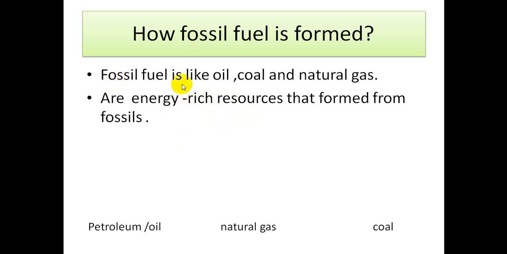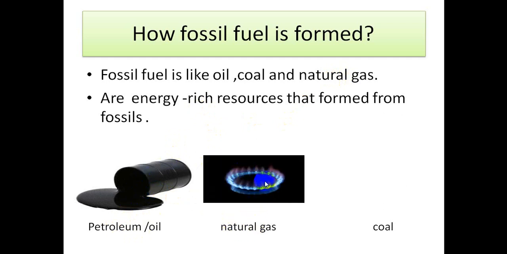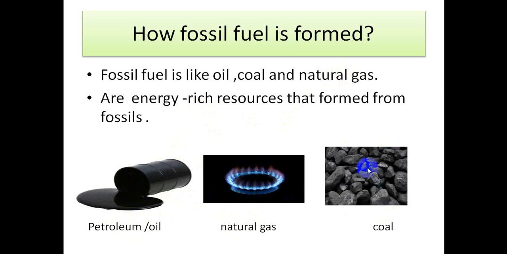We have three types of fossil fuel: oil, coal, and natural gas. And all of them, they are rich with energy. We use them to release energy by burning them. What are they? Petroleum, oil, used for cars. Natural gas, all of us have it in our homes, we use it for cooking. And coal, it's a black hard solid.